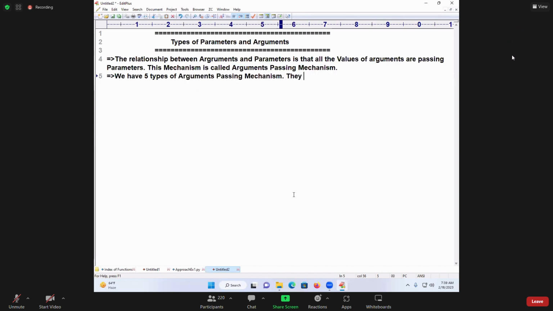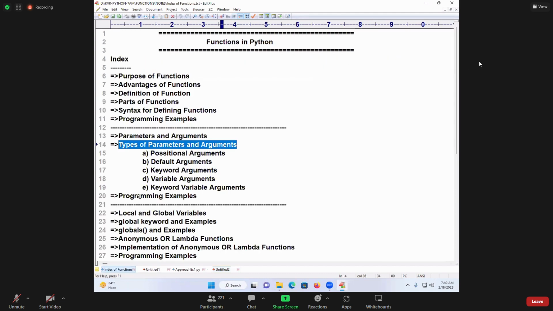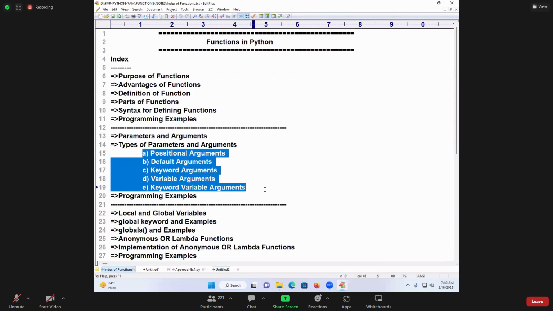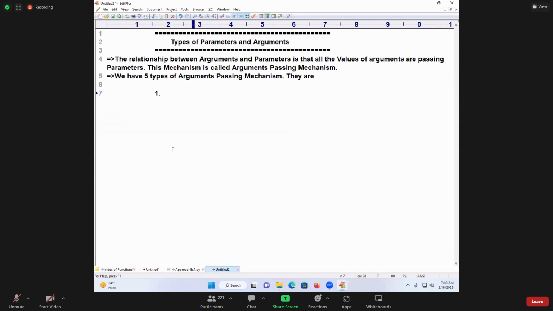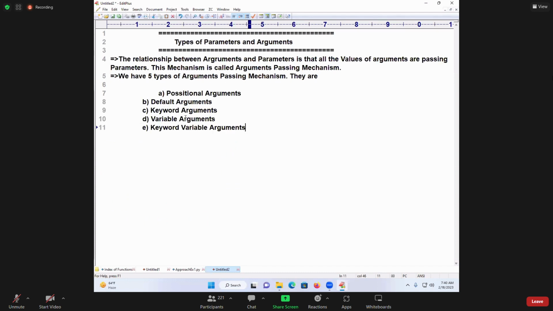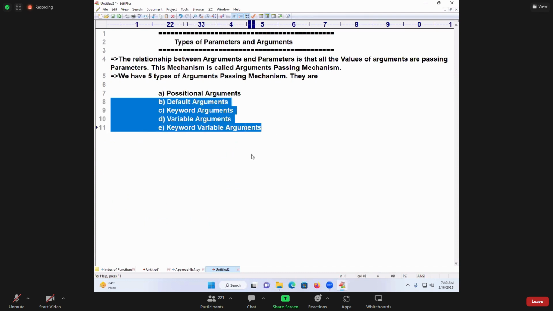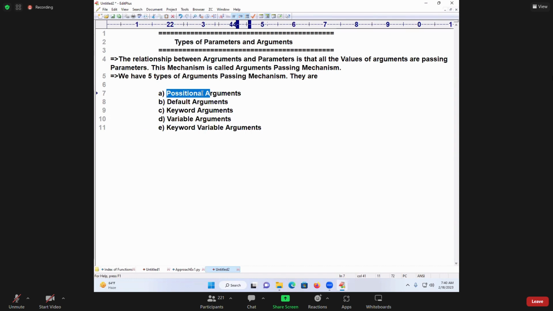I am going to write it. First one I am writing, second one I will write next. I will write it one by one. We'll discuss these kinds of things: positional arguments, default arguments, keyword arguments, variable arguments, keyword variable length arguments.